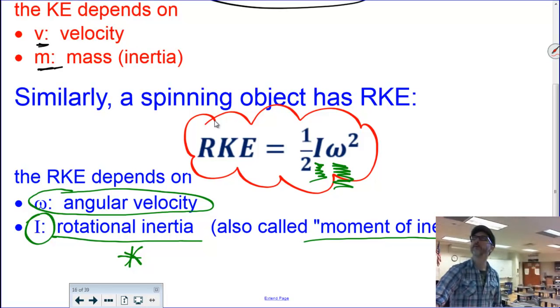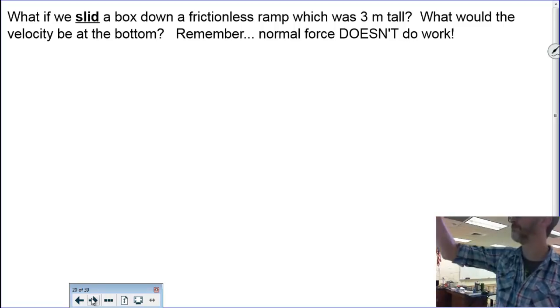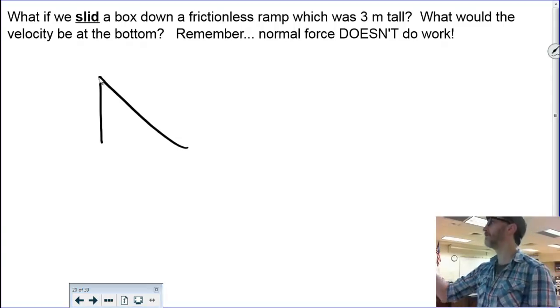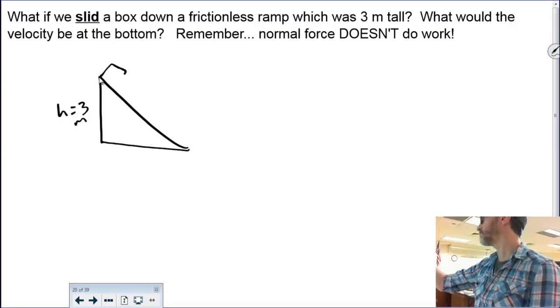So let's use this to solve some problems. This first example is review. There's no rotational kinetic energy here. It simply says, what if we slid a box down a frictionless ramp that was 3 meters tall? What would the velocity be at the bottom? So, frictionless ramp. Our height over here is 3 meters. So here's our box.